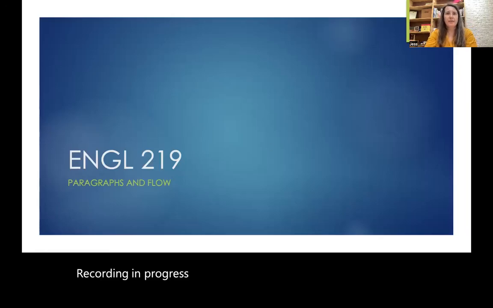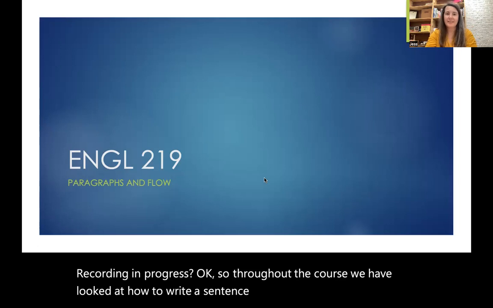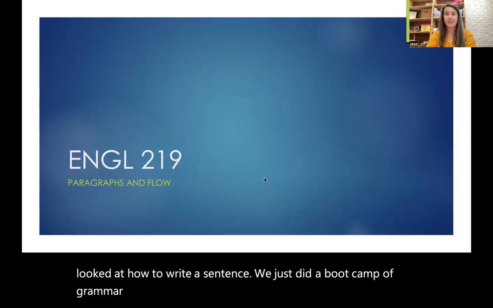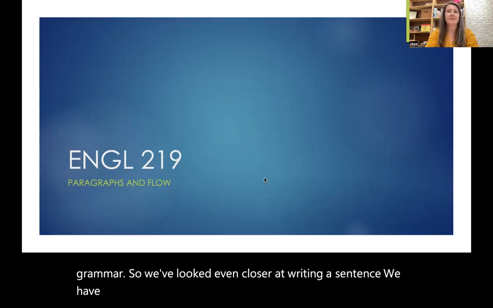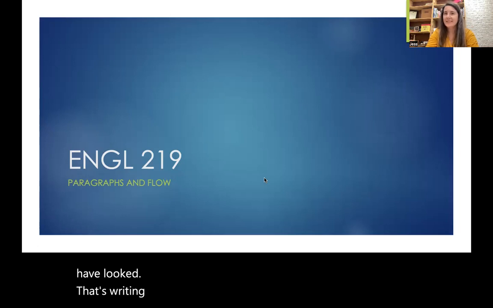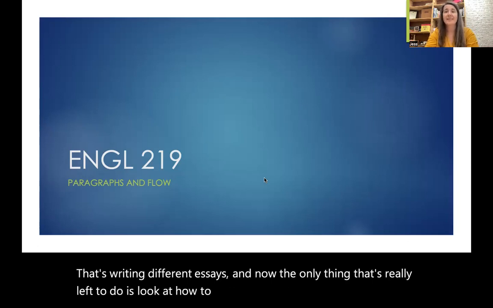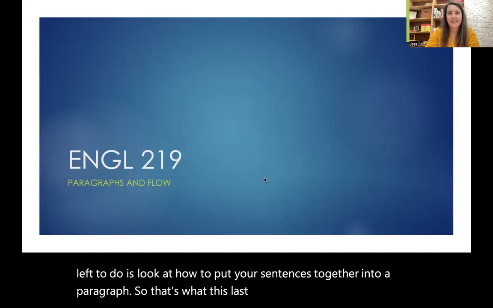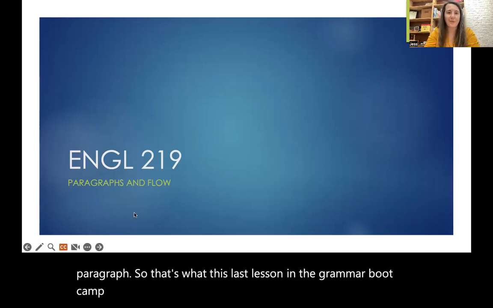Okay, so throughout the course, we have looked at how to write a sentence. We just did a boot camp of grammar, so we've looked even closer at writing a sentence. We have looked at writing different essays. And now the only thing that's really left to do is look at how to put your sentences together into a paragraph. So that's what this last lesson in the grammar boot camp is about.